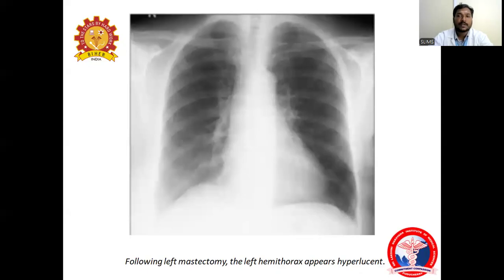This is a chest radiograph of a female patient where we can appreciate the breast parenchyma on the right side, whereas on the left side the breast parenchyma is absent. This patient had a previous history of breast malignancy, for which she had a left mastectomy. So in this chest X-ray, the left hemithorax will appear more hyperlucent compared to the right side because of the absence of the soft tissues.